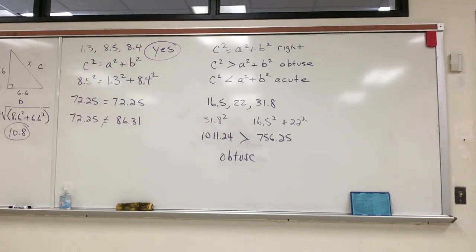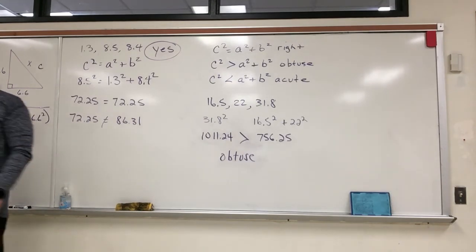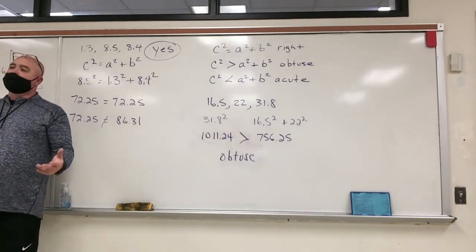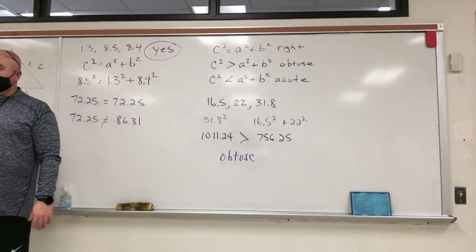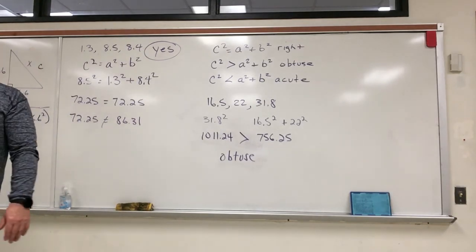Okay? Can I have a right obtuse triangle? No, I cannot. Anybody have any questions? So does that mean you have a right acute triangle? Nope, can't have a right acute triangle, because it's got a 90-degree angle in it. So it'd be a right triangle and a right triangle only. Okay? Anybody have any questions?